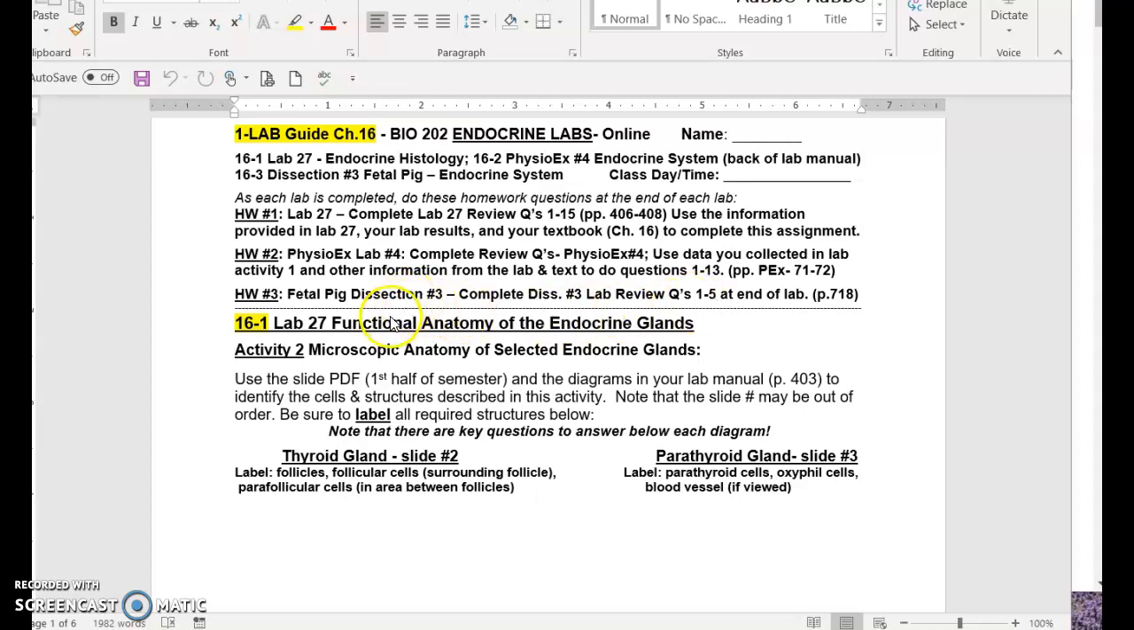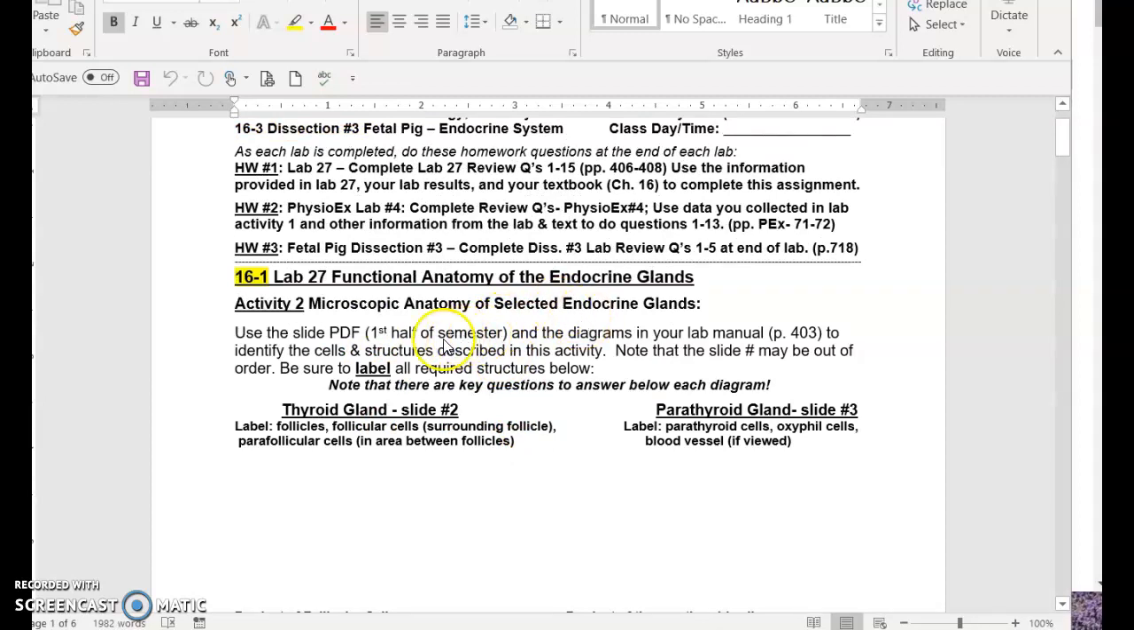Let's take just a quick look at the lab itself. So lab 27 involved first looking at the various cells that make up the endocrine glands, and then making drawings of them and then labeling them. I don't give any credit if you don't label, because that's the only way I know you know what you're looking at. So the actual slides are on the module called Slides that I'll show you in a minute. And then the labeling is in your lab manual.